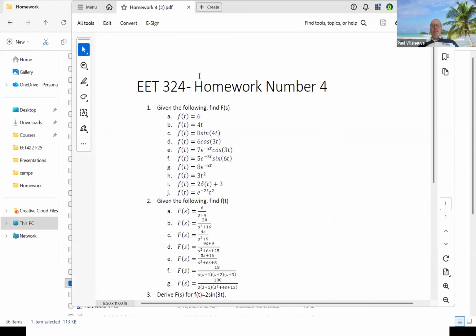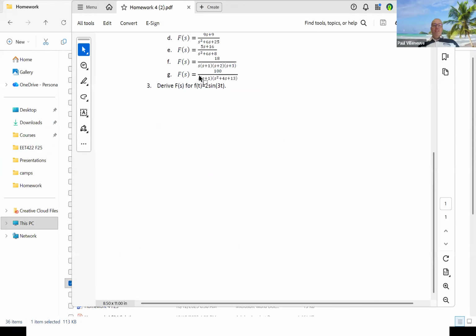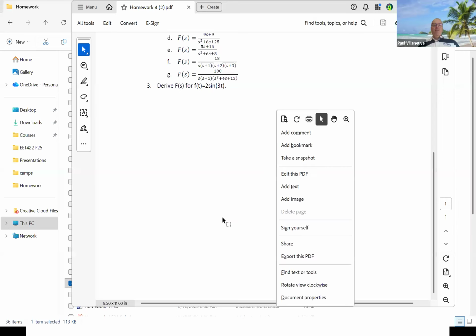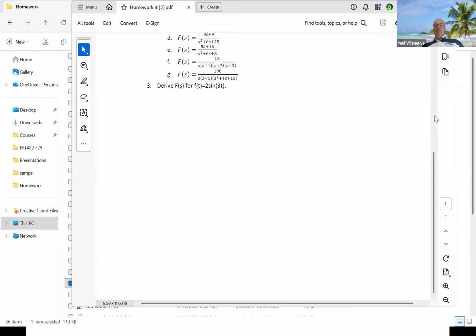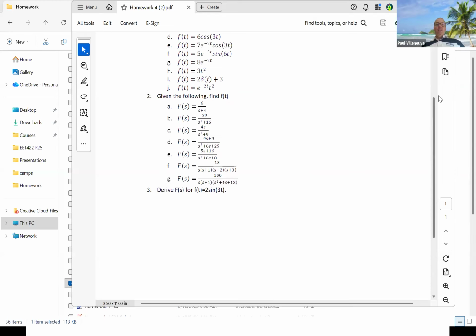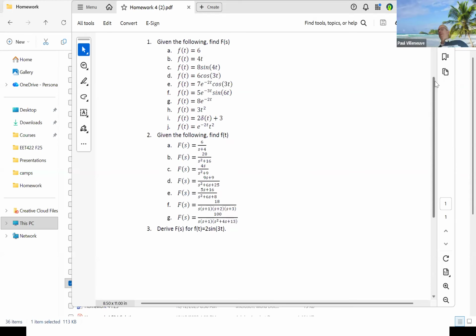The homework problem is only 3 parts, but you will notice 1 and 2 have a lot of parts to them. Only 3 questions. But let us do E. Okay, does that seem reasonable? E on problem 2. We're going to go back from the Laplace domain to the time domain.